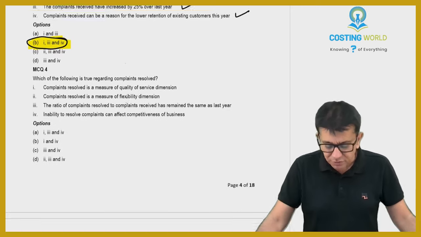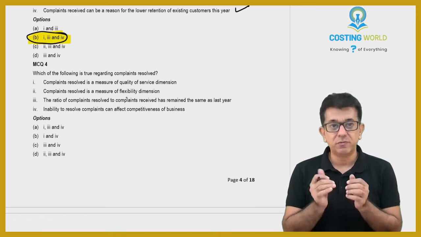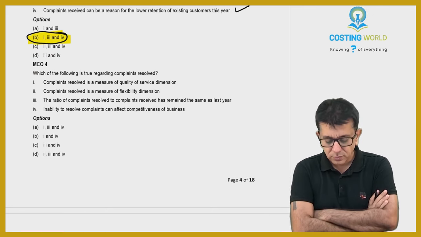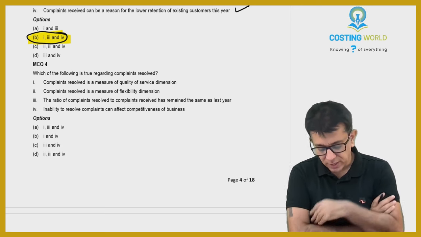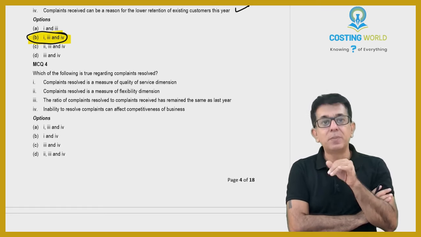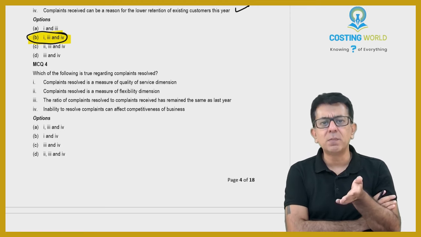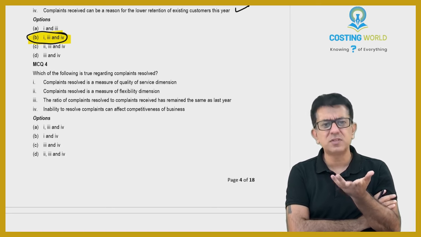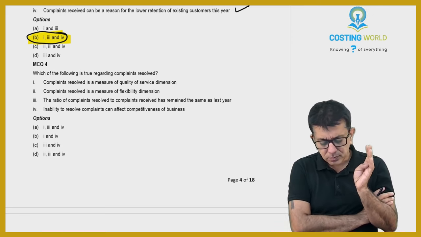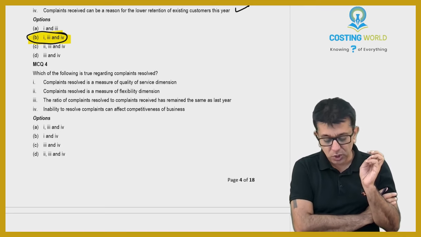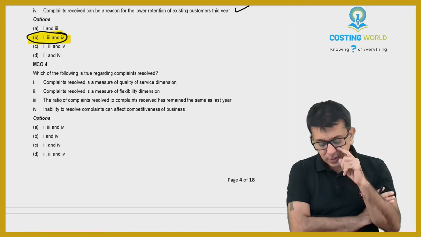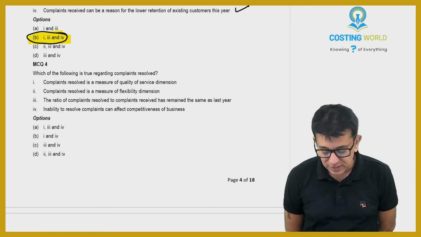Further, which of the following is true regarding complaints which are resolved? We got the complaints, we resolved them. Complaints resolved is a measure of quality dimension. See, complaints resolved is not a measure of quality dimension, I think. Getting complaints is a measure of quality. If you're getting complaints, your services are bad. Second, complaints resolved is a measure of flexibility dimension. I'll read all of them, then I'll come back to the third one. The ratio of the complaints resolved to complaints received has remained the same as last year.